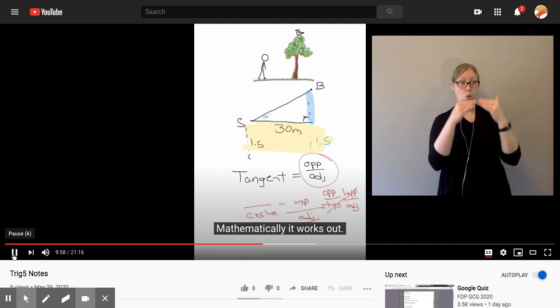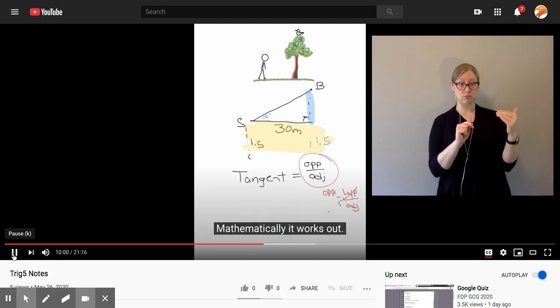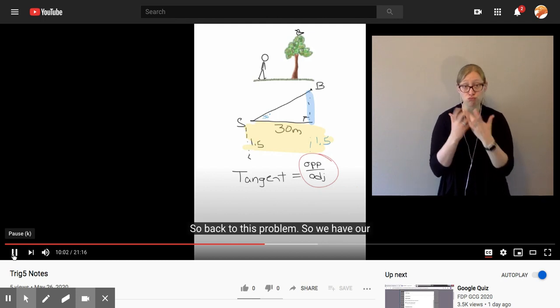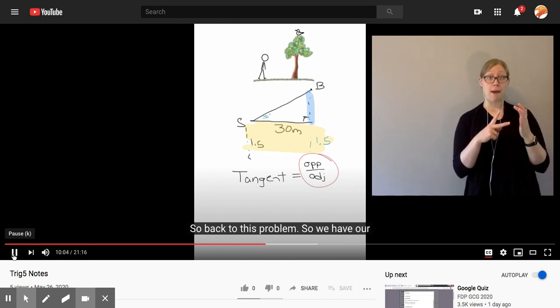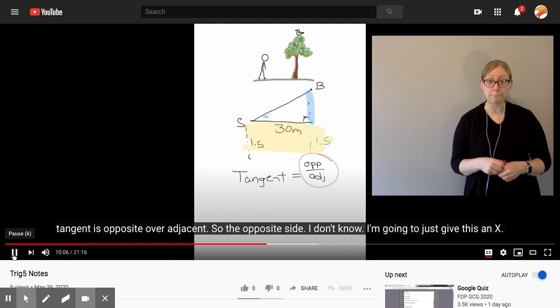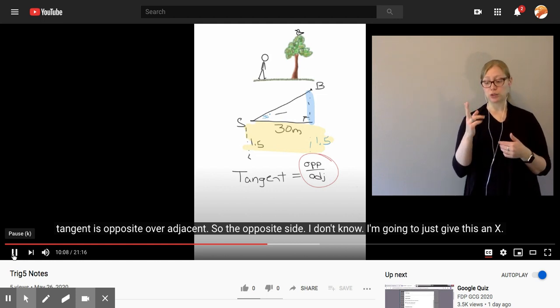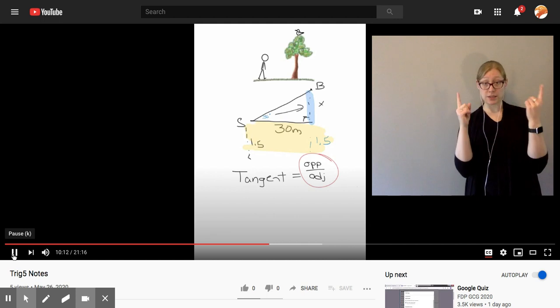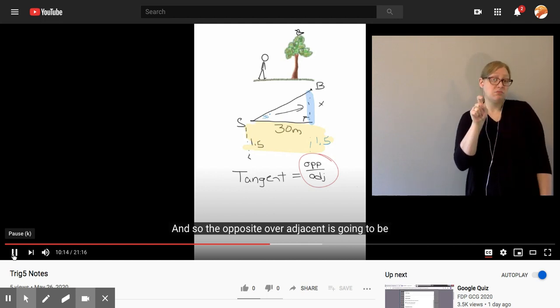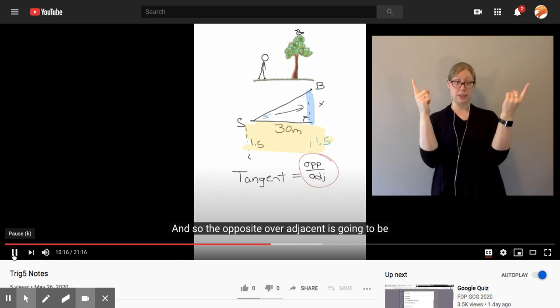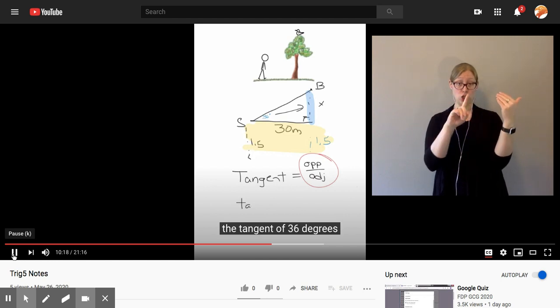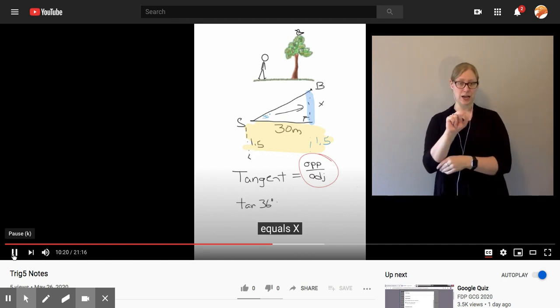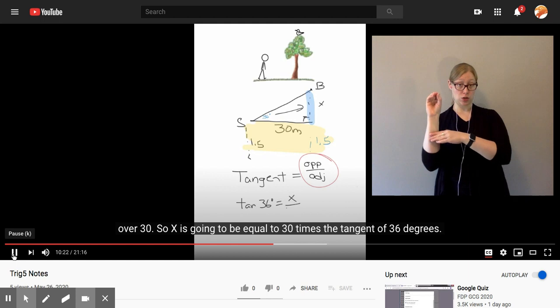So mathematically it works out. So back to this problem. We have our tangent is opposite over adjacent. The opposite side I don't know, so I'm going to just give this an x. And so the opposite over adjacent is going to be the tangent of 36 degrees equals x over 30.